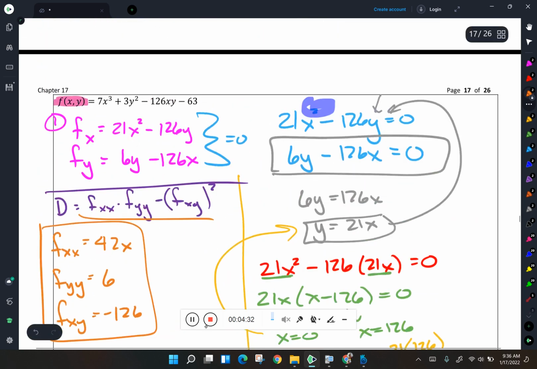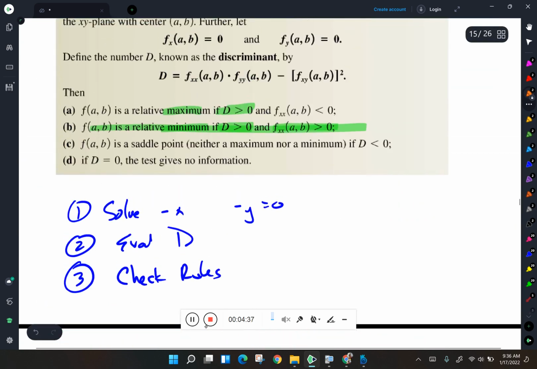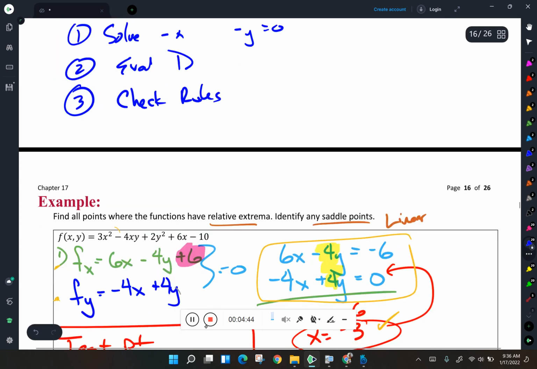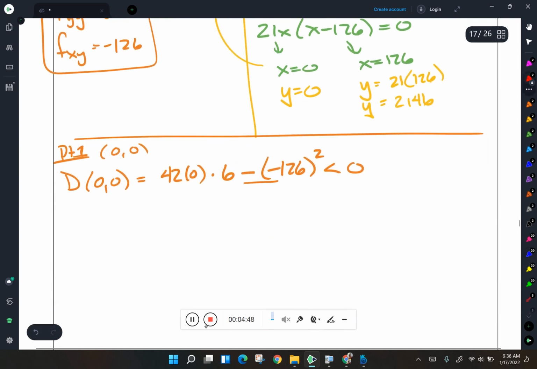So that means the discriminant is less than 0 there. I'm going to go back up to my rules. What does it mean when the discriminant is less than 0? Let's get rid of all this because that was for the last problem. If the discriminant is less than 0, we're looking at a saddle point. So now we know we have a saddle point at 0, 0.